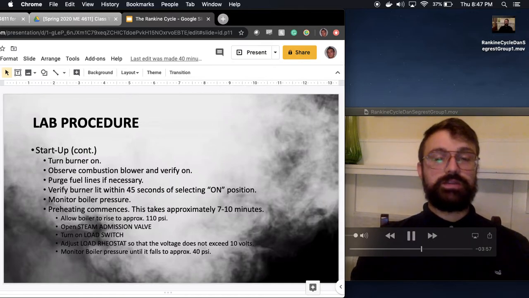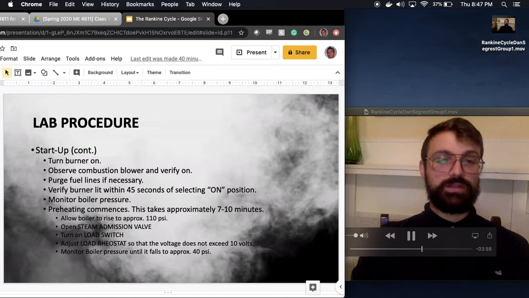Preheating commences, and this takes about 10 to 7 minutes. And that's going to allow the boiler to rise to approximately 110 psi. Then we're going to open the steam admission valve and turn on the load switch. We adjust the load rheostat so the voltage does not exceed 10 volts.